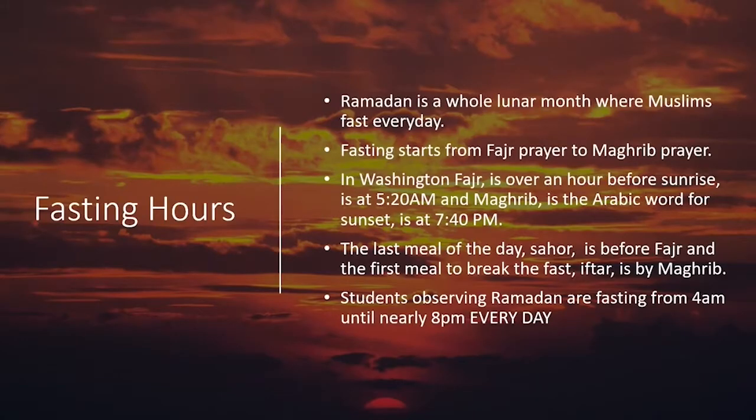Ramadan is a whole month when Muslims have to fast every day of the month. Fasting starts from Fajr prayer until Maghrib prayer. In Washington, Fajr is over an hour before sunrise, at 5:20 a.m. And Maghrib is right before sunset, at 7:40 p.m.